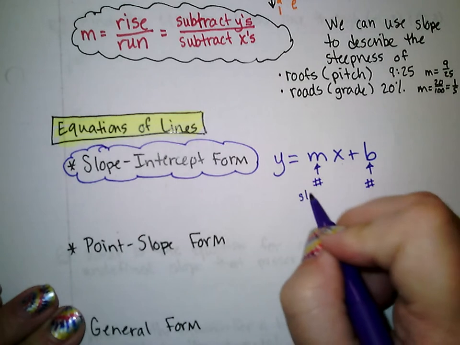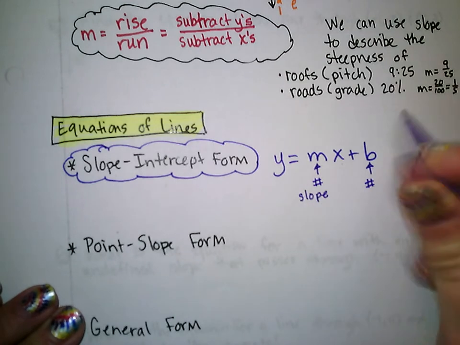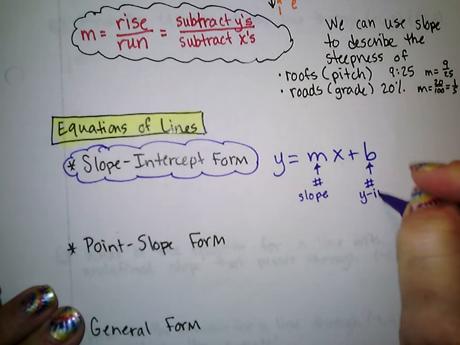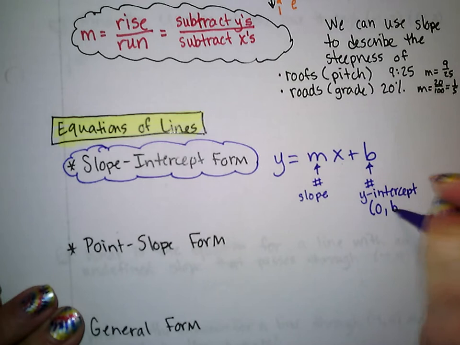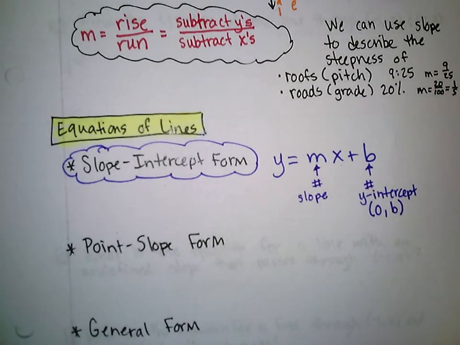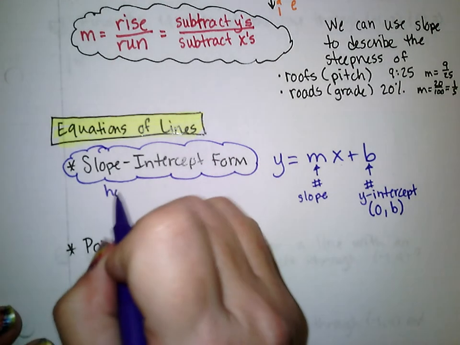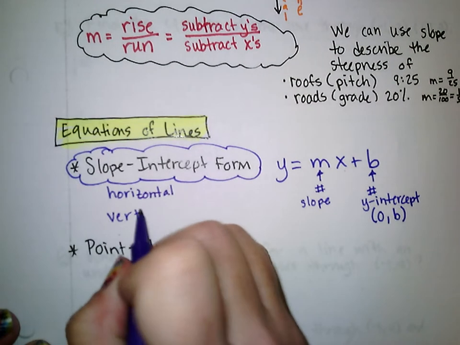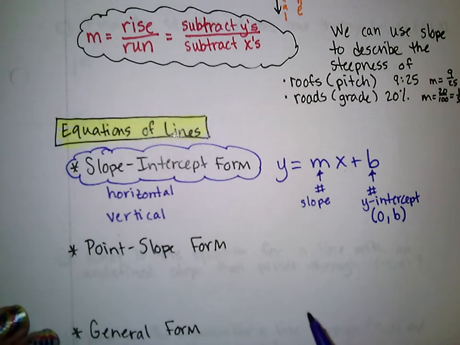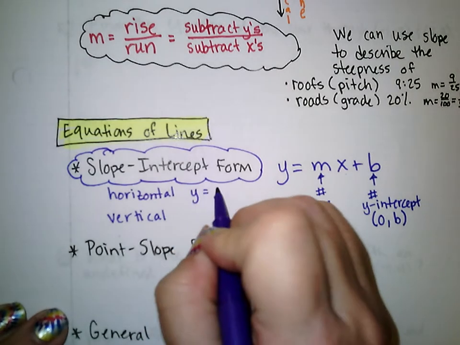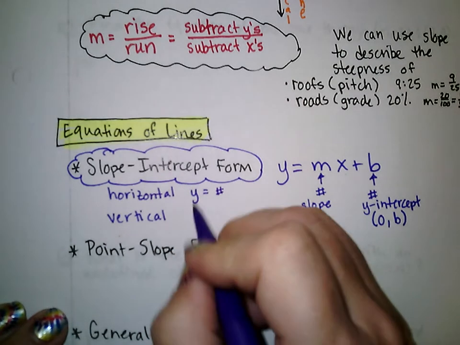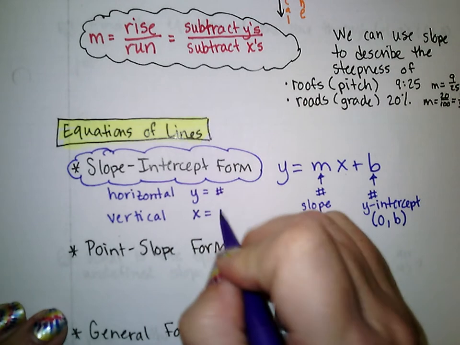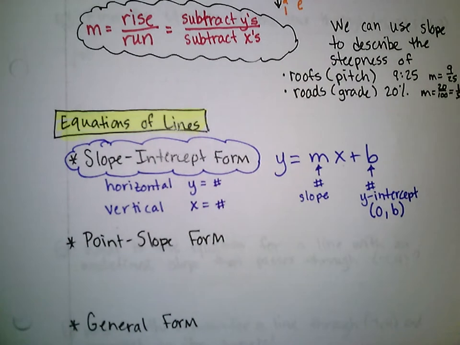The m number is the slope, and the b is the y-intercept. And remember that when you tell me y-intercepts or x-intercepts, we go 0, comma, that number. So that needs to be an ordered pair. Then in the slope-intercept form, we have our two special lines, horizontal and vertical lines. For a horizontal line, it is y equals whatever number is the y-intercept. And for a vertical line, it is x equals whatever number is the x-intercept.